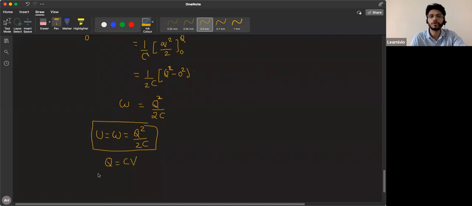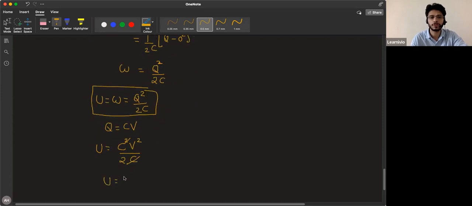So when you write Q equal to CV, the expression of energy is C square V square divided by 2C. So C and C cancel. So your energy will be half CV square. That is the expression of energy, which is half CV square.